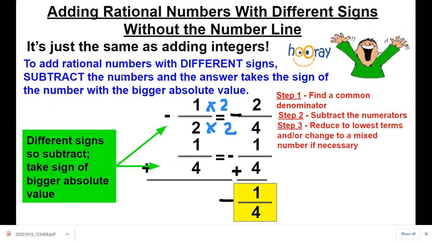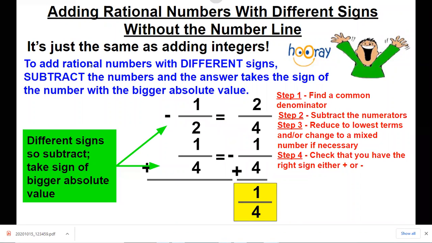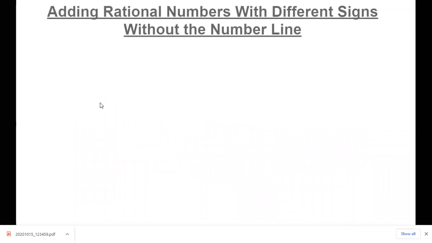Reduce to lowest terms. We don't have to do that because it's already in lowest terms. And then check that we have the right sign. So we just checked it. It should be a negative 1/4. And there it is, negative 1/4. And I shouldn't have put the negative sign with this, so let's get rid of that. Okay, all right, let's move on. Clear my drawings. Try another one.